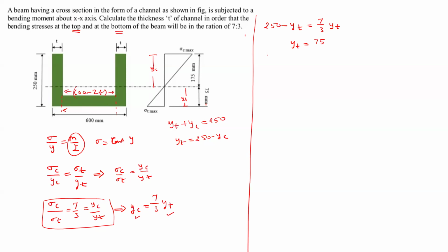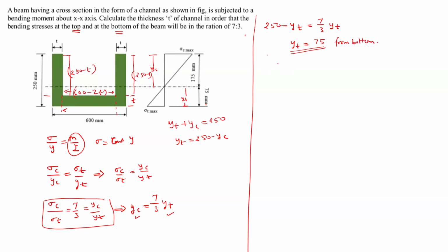Fine. And obviously this is also going to be T. So this distance will be 250 minus T. This distance will also be 250 minus T. So what will it be now? And where will be the center? We know that the centroid will be somewhere 75 from the bottom.